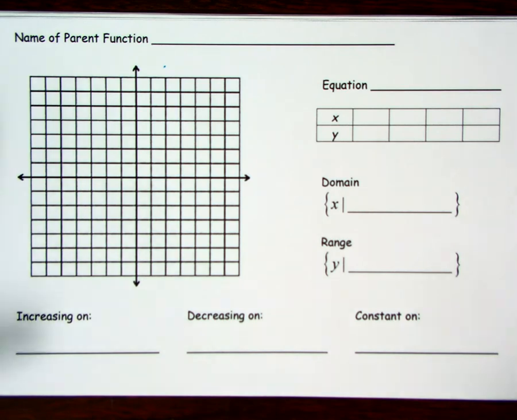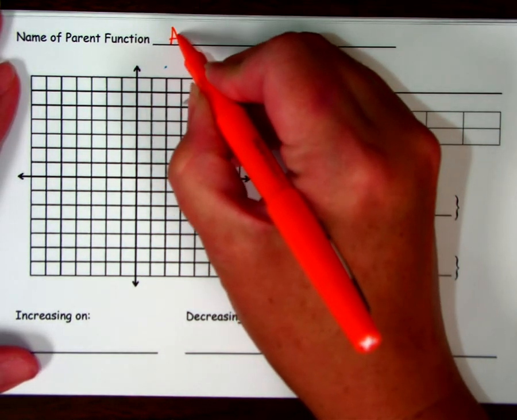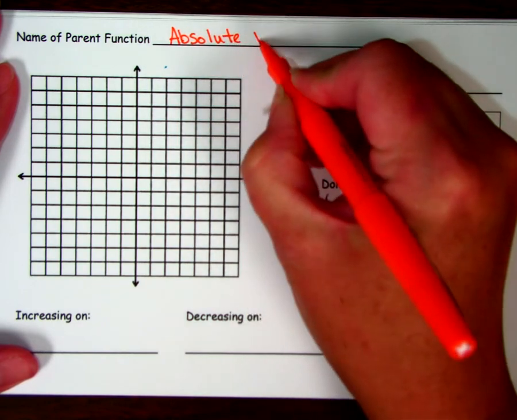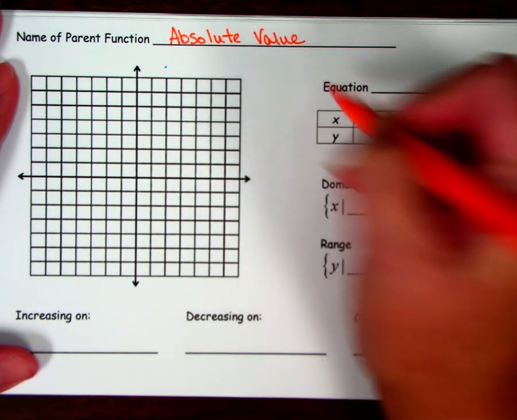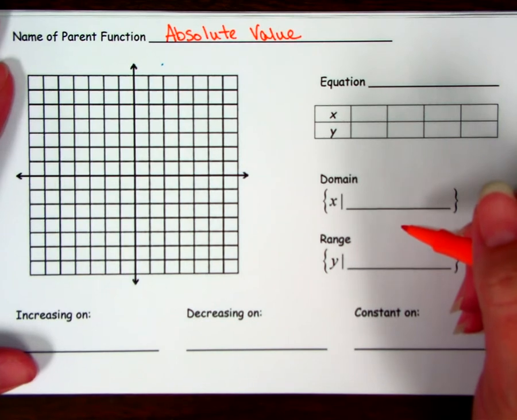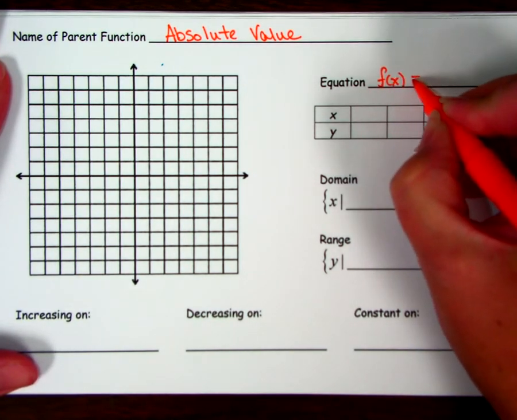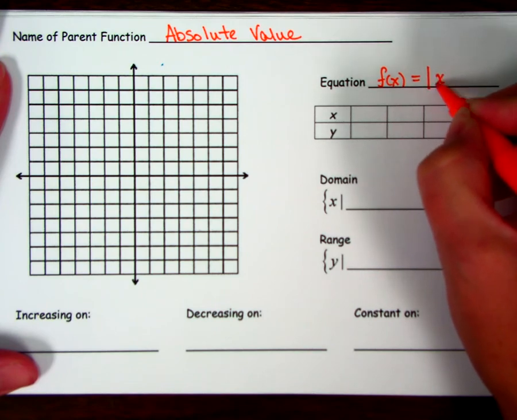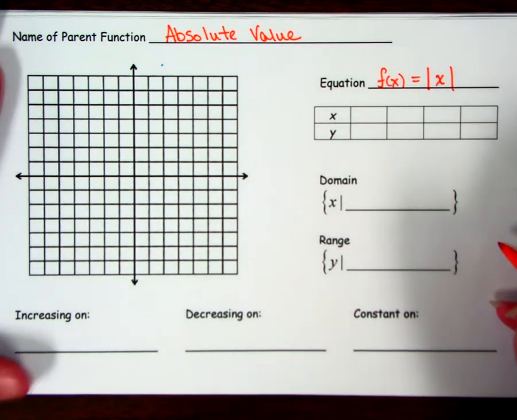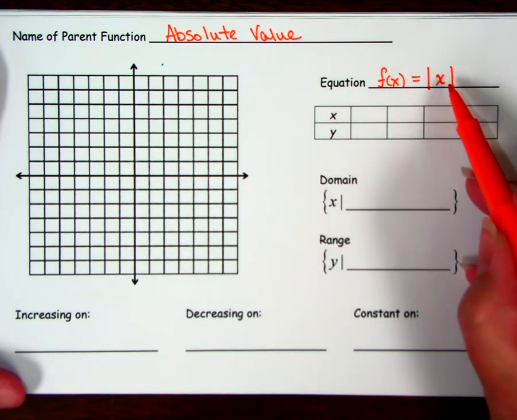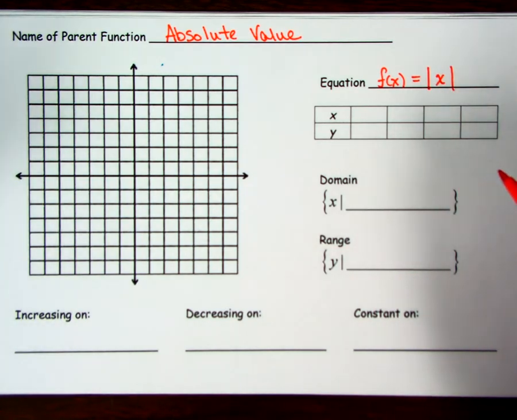This function is called the absolute value parent function. The equation for this function is f of x is equal to the absolute value of x. The symbols that we use to signify absolute value are a pair of vertical bars, with whatever is on the inside having its absolute value taken.